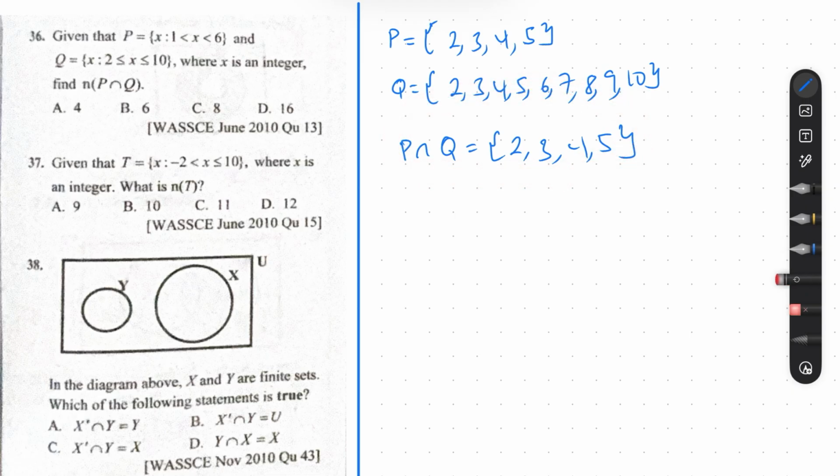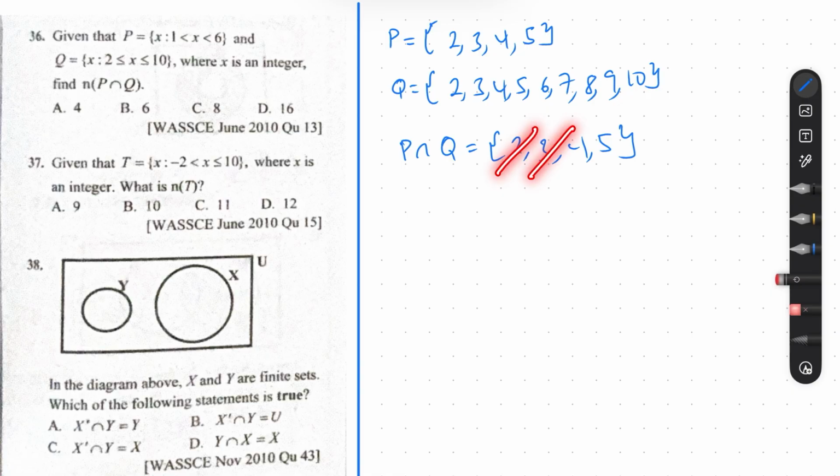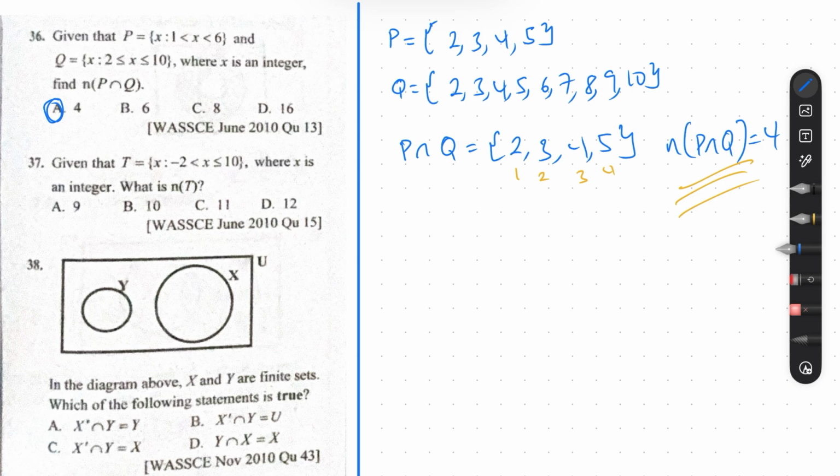But the question says the number of elements in this set. So how many elements do we have? Let's count it: 1, 2, 3, 4. So these are 4 elements. So the answer, number of P intersection Q, equals 4. That is our answer. So let's circle 4. Cool. Let's go to question number 37.